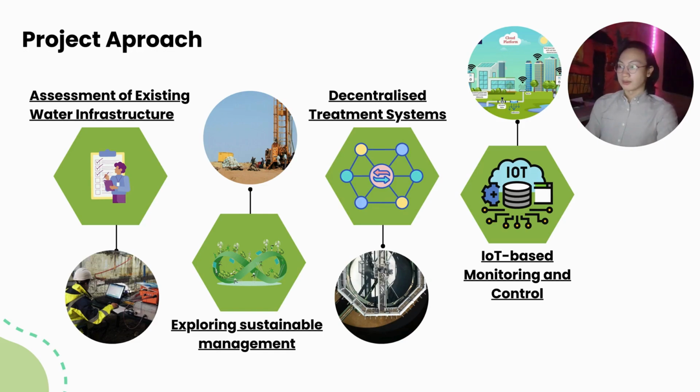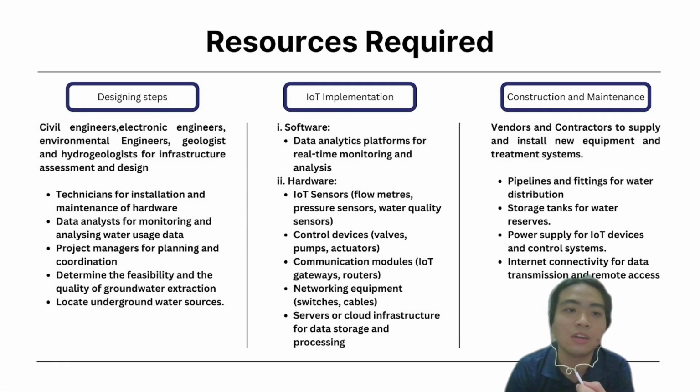In this project, we'll deploy an IoT-based monitoring control system, such as leak detection system and smart water meter quality, and so on. Next, I'm going to talk about the resources required in this project. So in this project, the resources required are mainly divided into three parts, which are the designing steps, IoT implementation, and construction and maintenance.